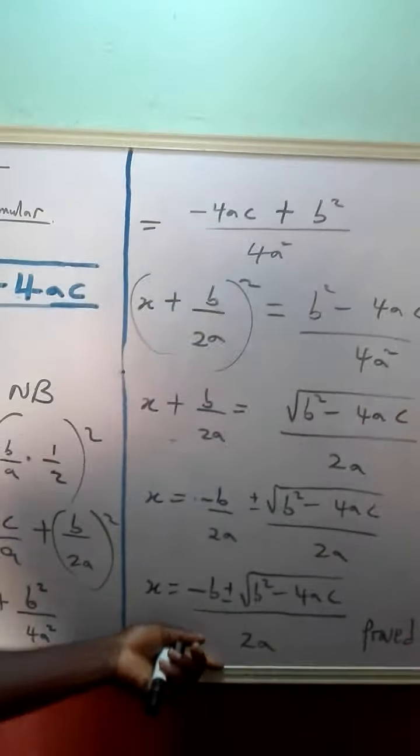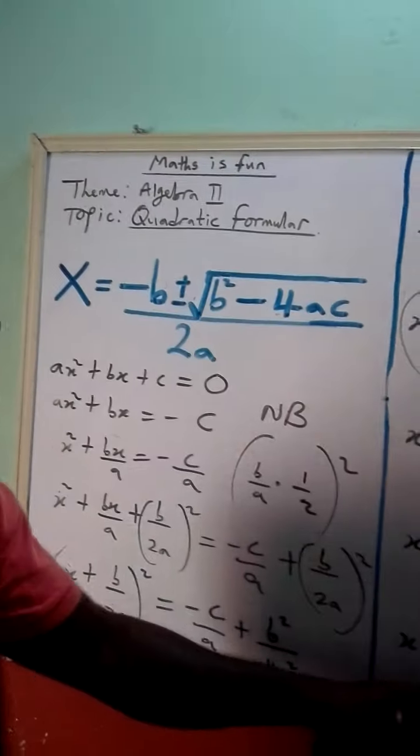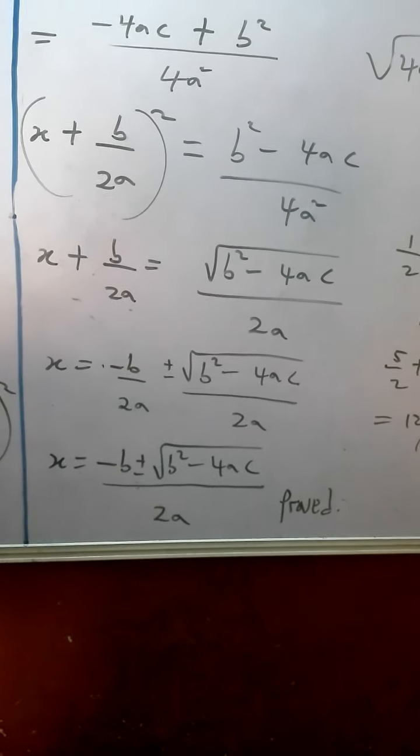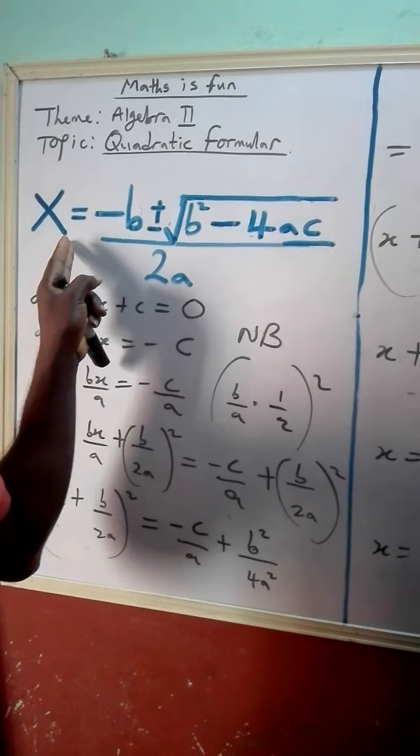Did you see that now? Very correct. So this and this, they are the same thing. So it is proved. Very correct. So this is where this almighty formula or quadratic formula is brought about.